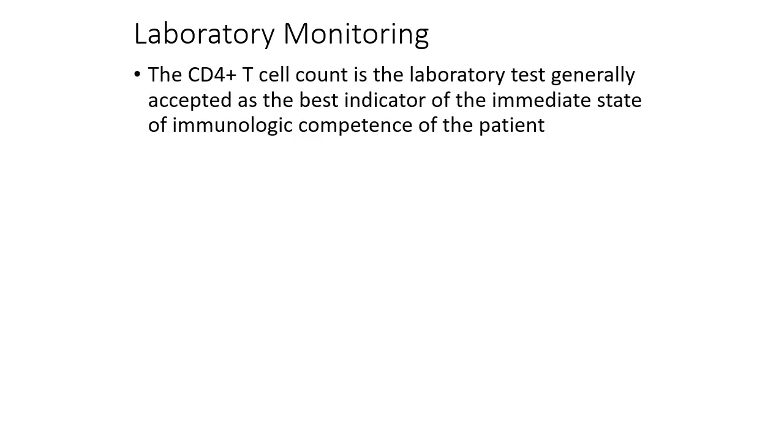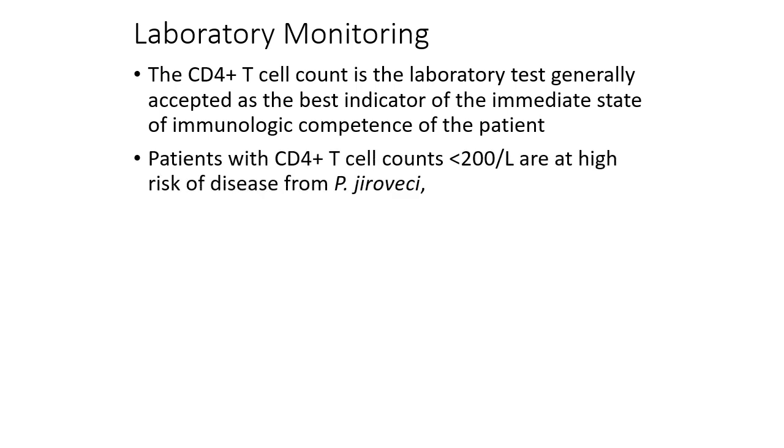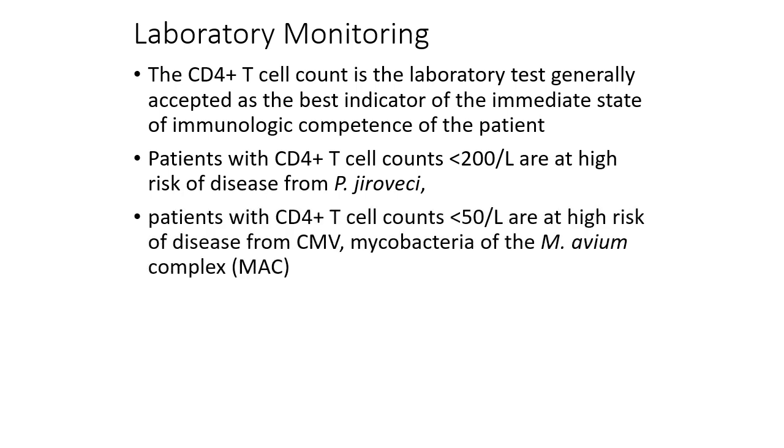Laboratory monitoring is possible. Usually it can be done by CD4 count measures. Measuring the CD4 T cell count in the laboratory is generally accepted as the best indicator of the immediate state of immunologic competence of the patient. Patients with a CD4 T cell count of less than 200 per microliter are at high risk of disease from Pneumocystis jirovecii, and by definition, a patient is said to have AIDS when the CD4 count falls below 200. And if the CD4 count falls below 50 per microliter, there is high risk of disease from CMV.